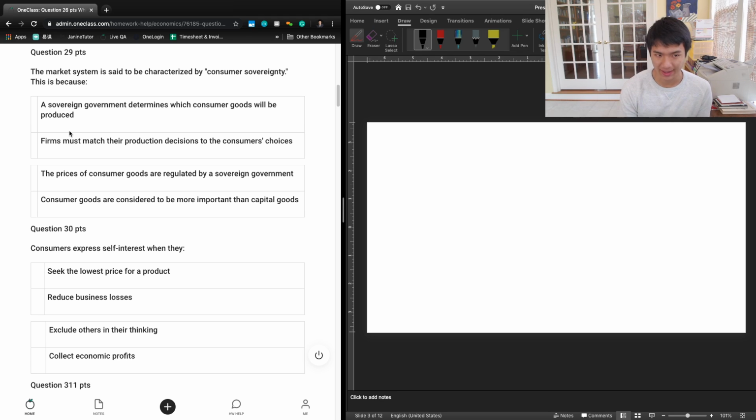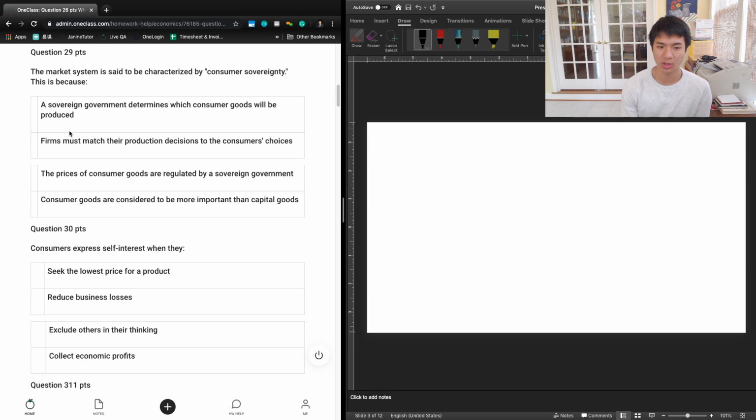So this is clearly not what A says. A is talking about government intervention, where a government is determining which goods are produced. That's not what happens in the market system, and it's also not what we refer to as consumer sovereignty. B says firms must match their production decisions to consumers' choices, and this does seem to be a proper answer choice for us. This idea that suppliers have to pay attention to what consumers want when they're making their production decisions does seem to be in line with what we said consumer sovereignty is. C says the prices of consumer goods are regulated by a sovereign government, and again, price regulation, quantity regulation, that is not what a market system means, and is not what consumer sovereignty means.